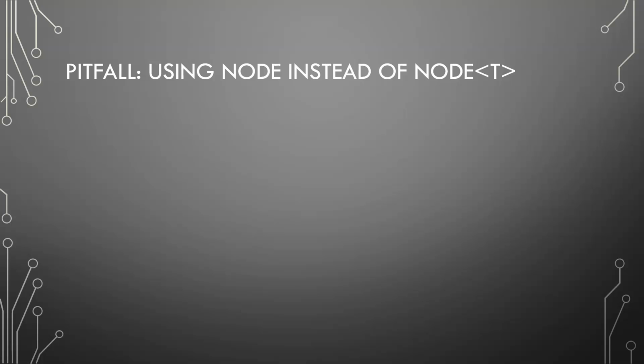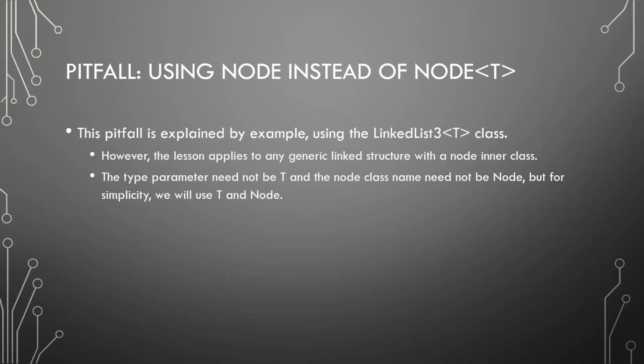All right, with that being said, let's discuss a quick pitfall, which is an easy one to fall into: using Node instead of Node<T>. This pitfall is best explained by example using the LinkedList3<T> class. However, the lesson applies to pretty much any generic linked structure with a node inner class. The type parameter need not be T, and the node class need not be named Node, but for simplicity, we're going to use T and Node.